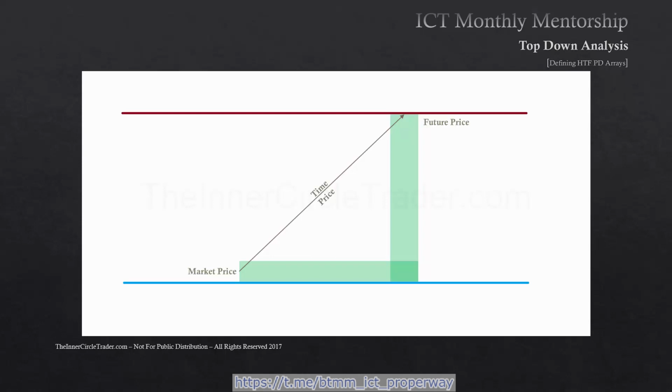Nonetheless, what we're going to do is outline now the arrays and keep them in a specific order so that you know wherever you're at in terms of market price, what you would expect to see or what you're looking for, okay? In other words, what should I be looking for, an order block, or should I be looking for a gap? What should I look for right now? That's what this teaching is going to do.